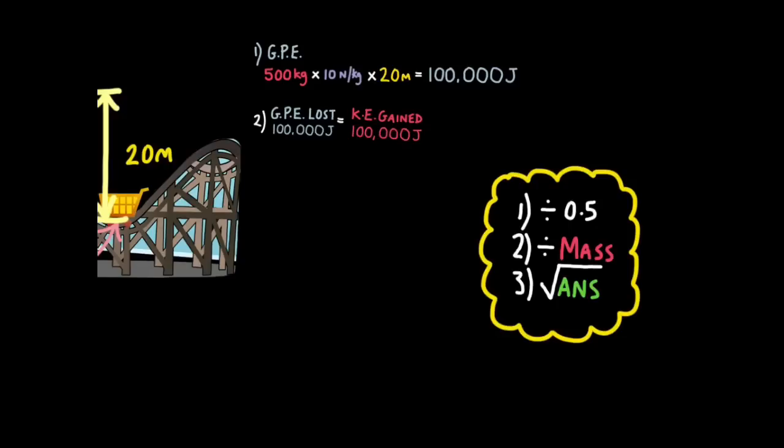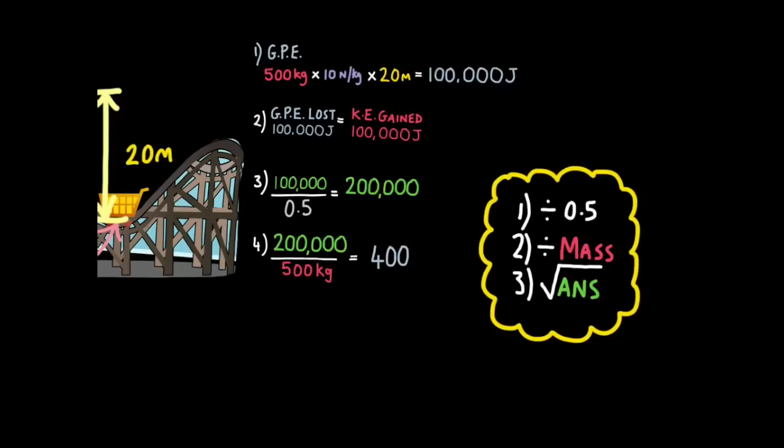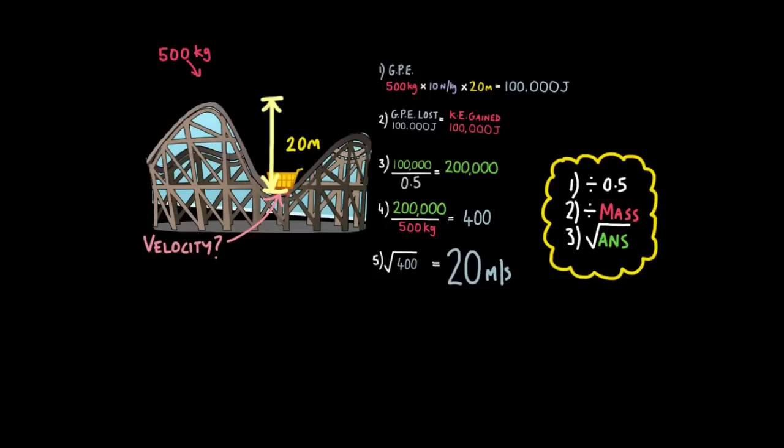Now we're just going to take my shortcut to rearrange the kinetic energy equation. Divide by half, divide by mass, then square root your answer. So we divide kinetic energy, 100,000 joules, by 0.5. That's the first step. That will give you 200,000. Now we divide by mass, the mass of the carriage. 200,000 divided by 500 gives you 400. And finally, we square root 400 to get our answer. So the velocity of the moving carriage will be 20 meters per second by the time it gets to the bottom. Practice as many of these as you can by looking at past exam papers.